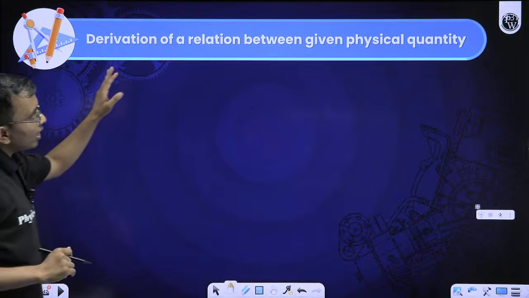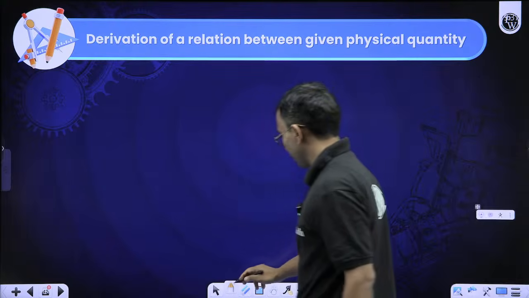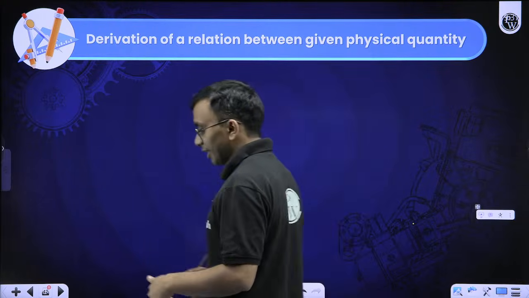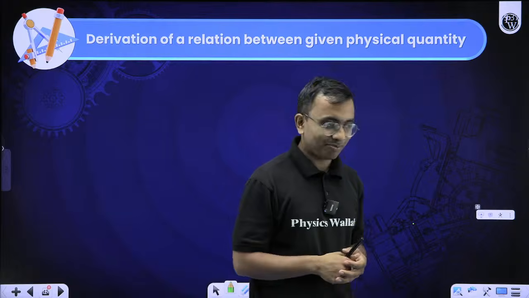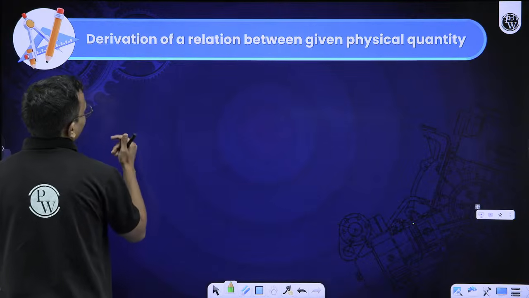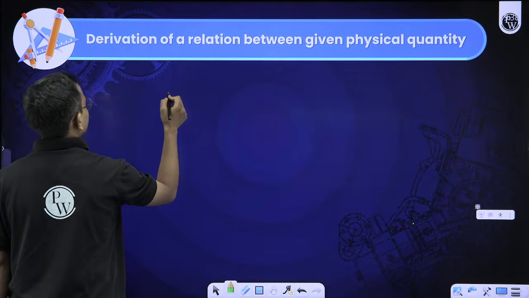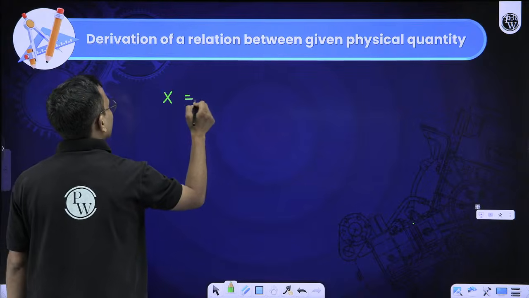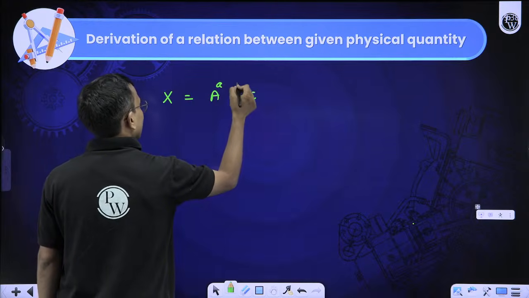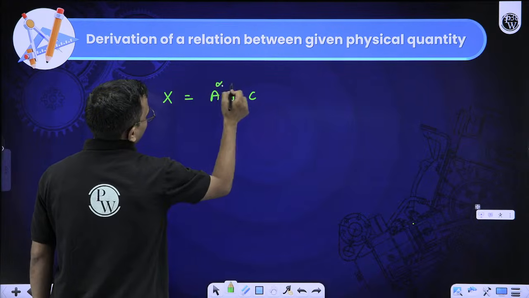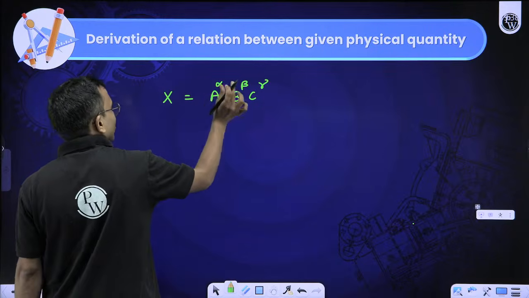Then derivation of relation between given physical quantities. This is a very important application, I'll say. You know that one physical quantity is depending upon three physical quantities. Let us take some physical quantity X depends upon three physical quantities A, B, C, with powers alpha, beta, gamma. That relation you know. Then you need to find what is alpha, what is beta, what is gamma.